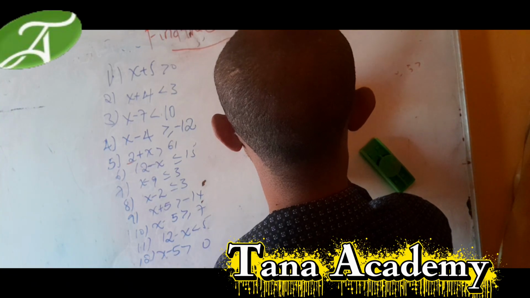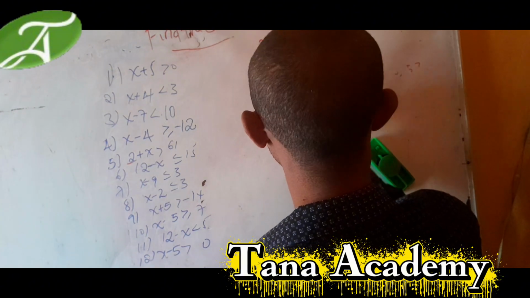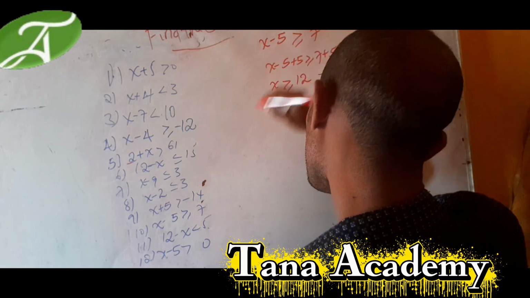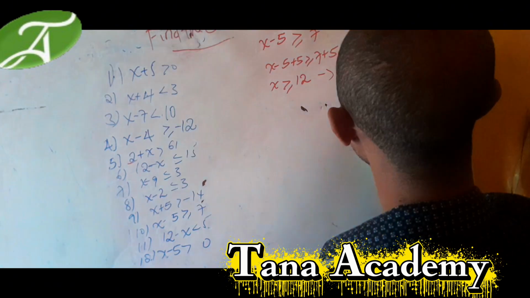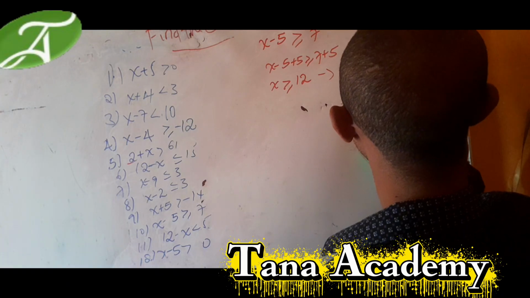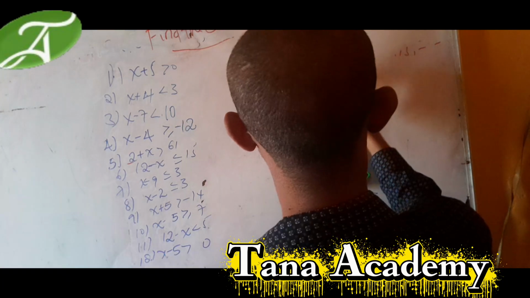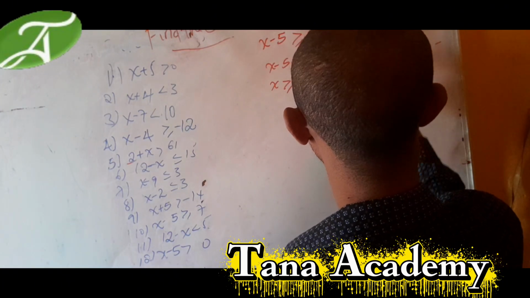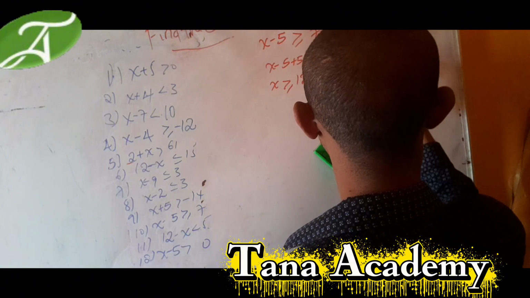And x is greater than or equal to, minus 5 plus 5 becomes 0, and 7 plus 5 becomes 12. In interval form, the numbers which are greater than or equal to 12 are x equals 12, 13, 14, 15, and it goes to infinity. Therefore, the answer will be the closed interval 12, comma, infinity.